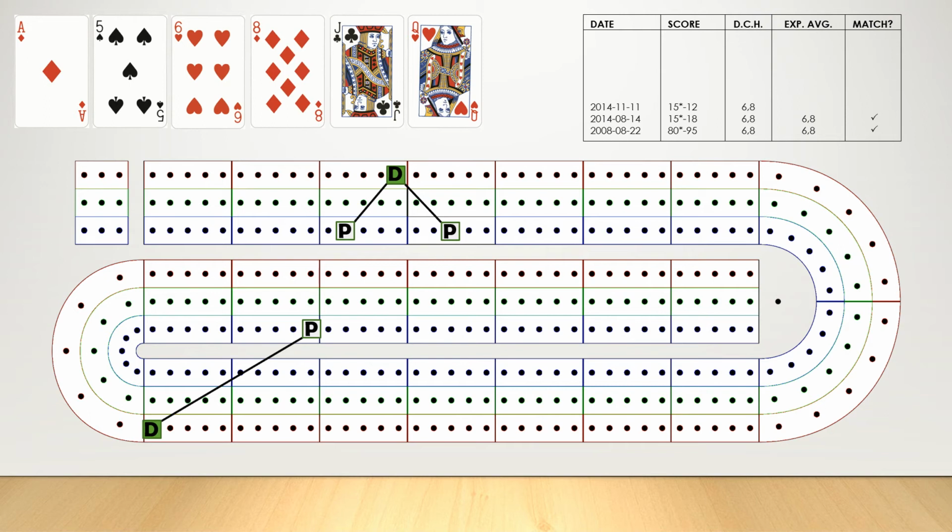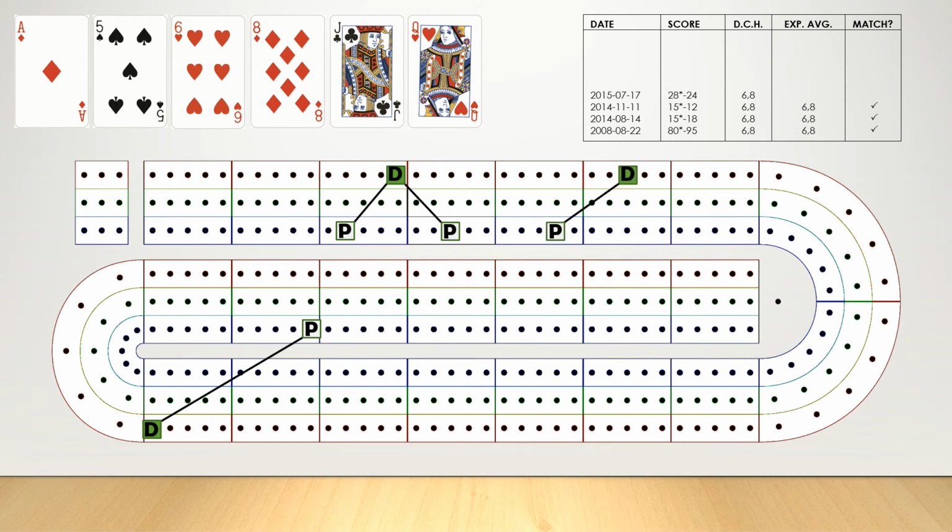The next time this hand was posted, we're dealer again at 15 points. This time, the opponent is at the 12-point hole. The folks at Daily Cribbage Hand voted for 6-8. This aligns to the expected average value, and again, we have a match.